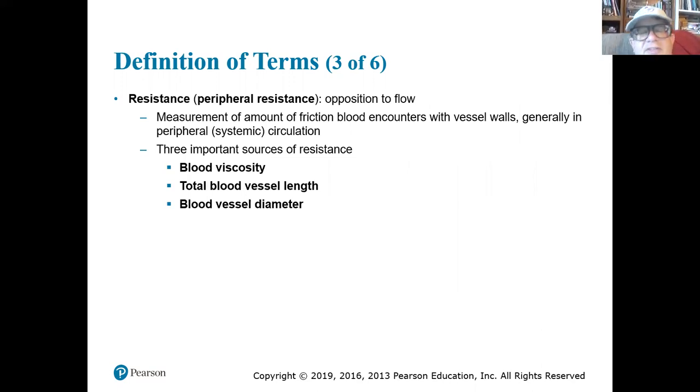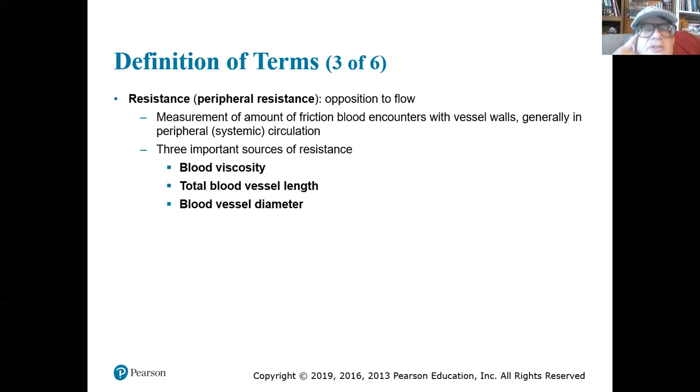Resistance is anything that stops flow. This is the amount of friction that we have in the vessel walls, the peripheral circulation. There are three sources of resistance. Blood viscosity, that's how thick the blood is. I already told you if it's packed with too many cells, it gets thicker, the polycythemia thing.